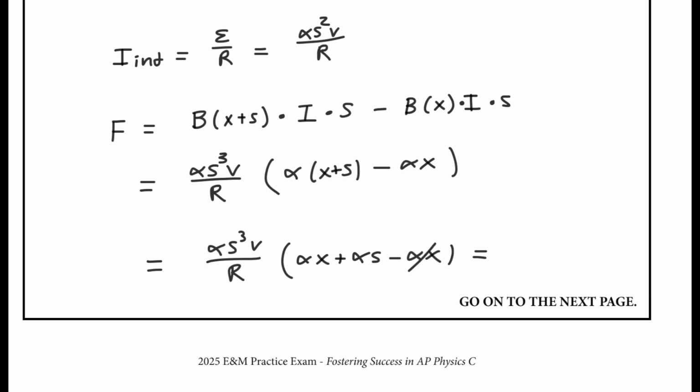So after canceling these terms, we just get alpha squared S to the fourth V divided by R. So a rather tricky Faraday slash motional EMF problem there. So now for the points. This one is out of 5 because it's a big derivation.